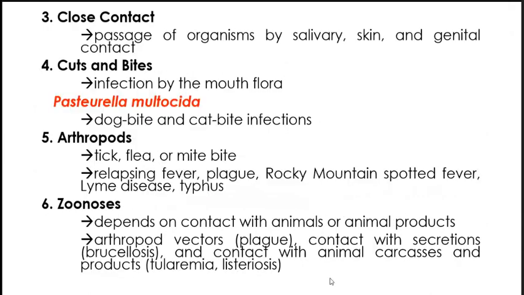And of course, you have close contact, the passage of organisms by salivary, skin, and genital contact, which is where sexually transmitted diseases come in, as well as cuts and bites, infection by the mouth flora, like when you get a dog bite or a cat bite. And then arthropods, these come from tick, flea, or mite bites. And then zoonosis, this depends on contact with animals or animal products.